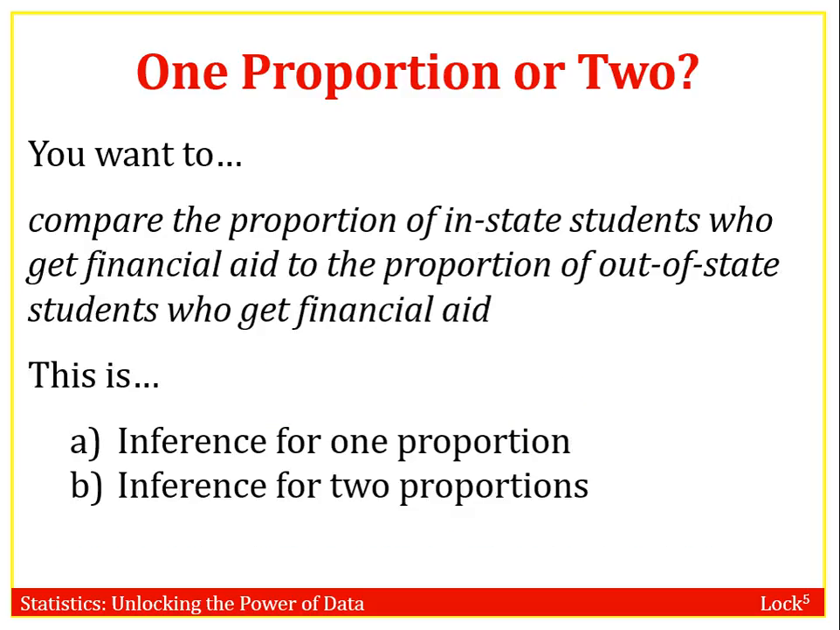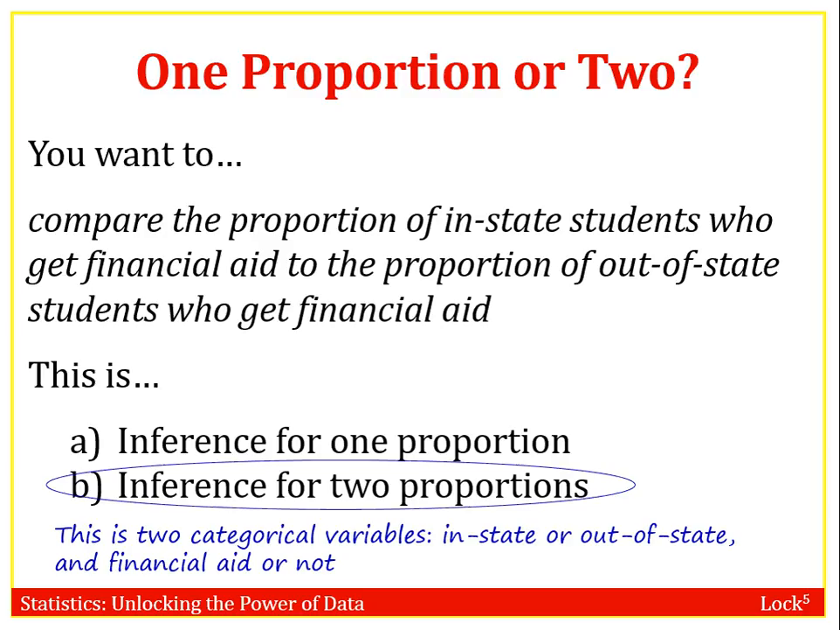And then this one. And this would be two because you're in state or out of state, and the other variable is financial aid or no financial aid.